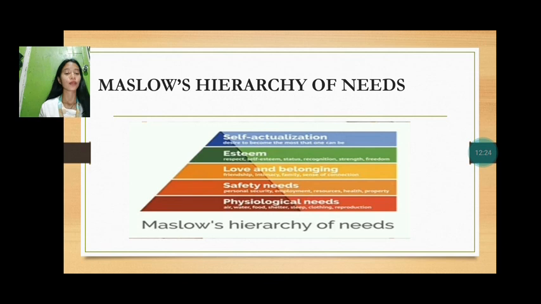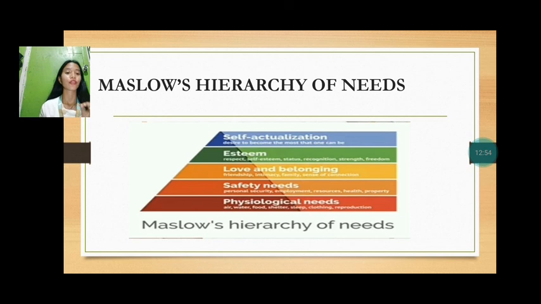Okay, so the second level of the hierarchy is safety needs, such as personal security, employment, resources, health, and property. Safety is fundamental for us as humankind. Once our need for safety is satisfied, it can motivate us in everyday living.